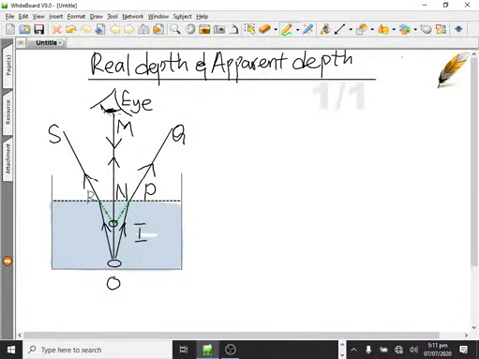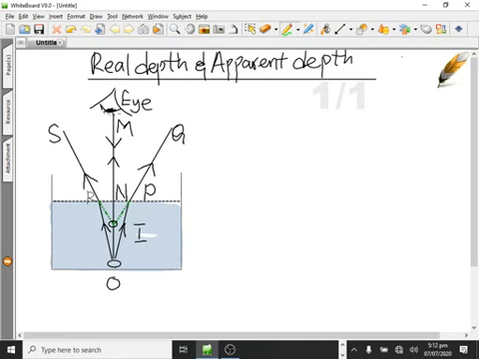My name is Mr. Samuel, like you all know, and today we'll be looking into real depth and apparent depth. But before we go on, let us make a little recap of what we did in the last class. We discussed refraction of light, and we also went into refractive index.